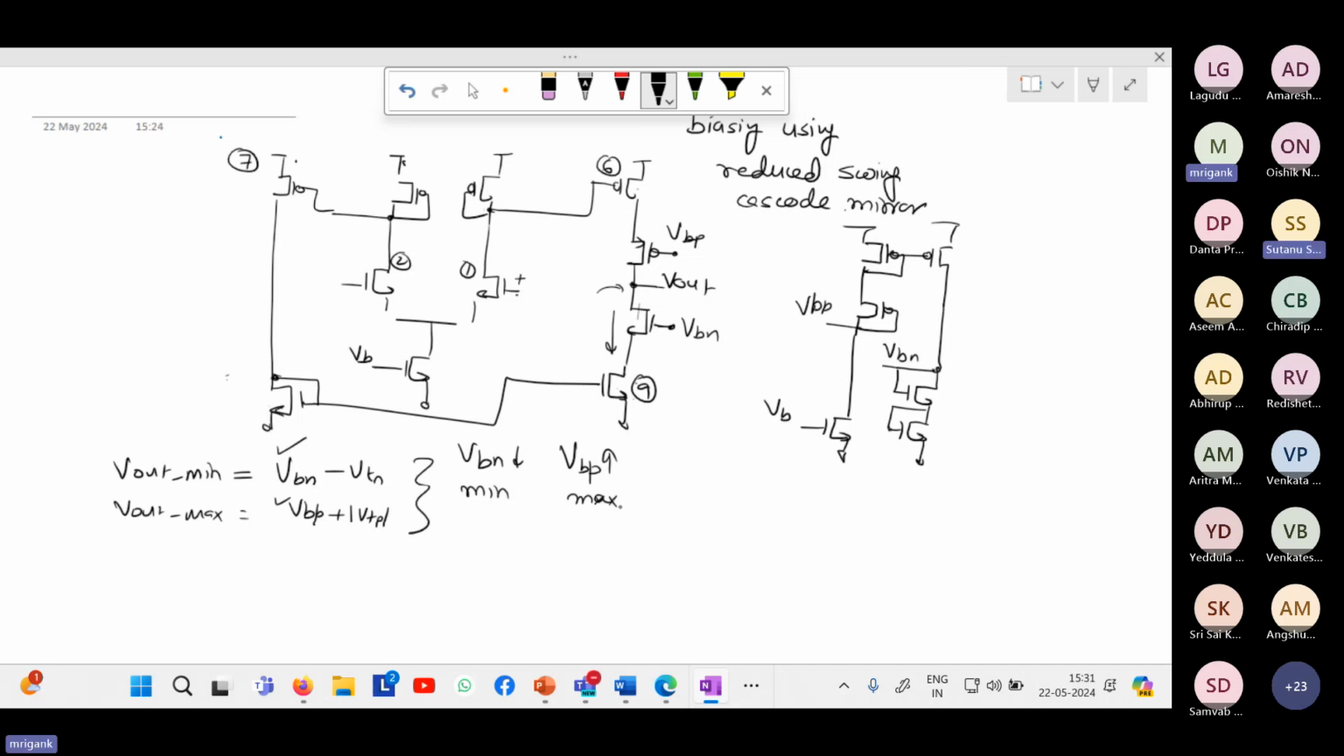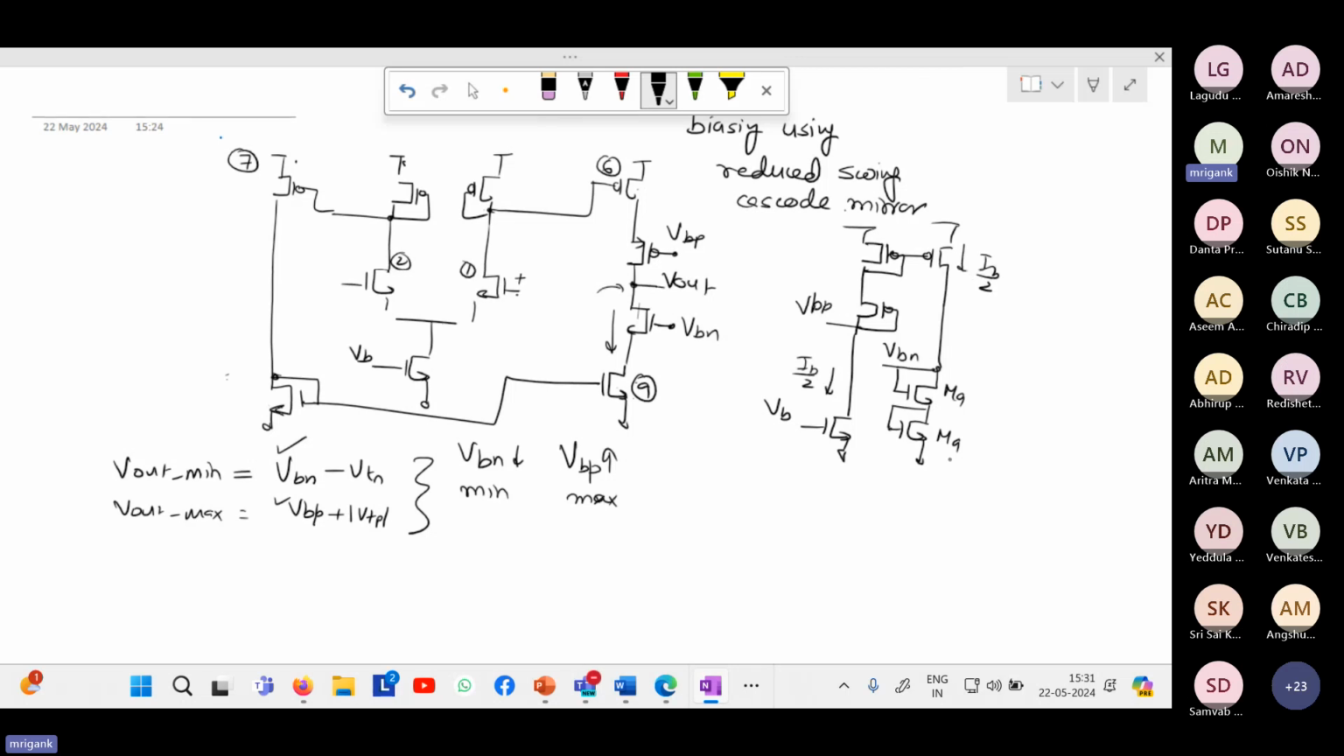VBN is not dependent upon R naught. Sorry, it will depend on the W by L ratio of this MOS. So for whatever the given MOSFET, you can call it M9, M10 or whatever. Ultimately, the net bias current is fixed.